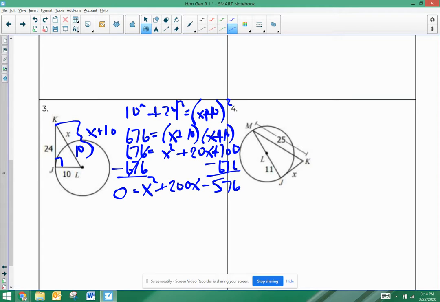So, how does that help me? Did I go wrong somewhere? This is awkward. Alright, so I want numbers that multiply to 576 that add to 200.